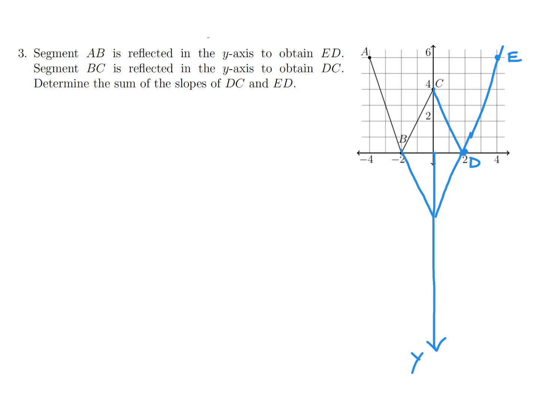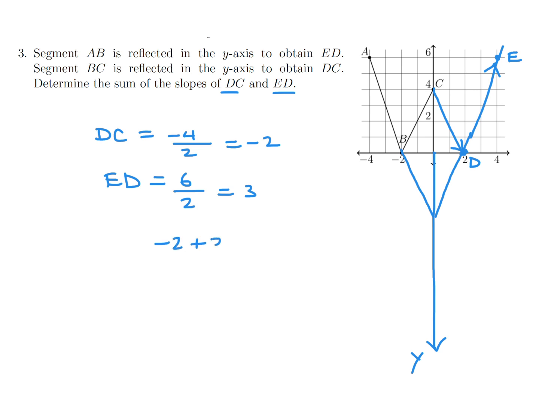Okay, now what are they saying? The sum of the slopes of DC and ED. So, okay, let's figure them out individually. DC is rise over run. So the rise, it's downward. Yeah, it's downward. So the rise is actually minus 4, and then the run is 2. So that slope is minus 2. And then ED, that one's going up. So the rise is plus 6, and the run is 2. So that's 3. So the sum is minus 2 plus 3, and that is 1.